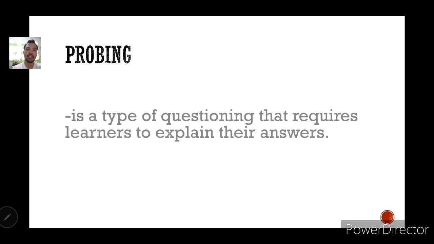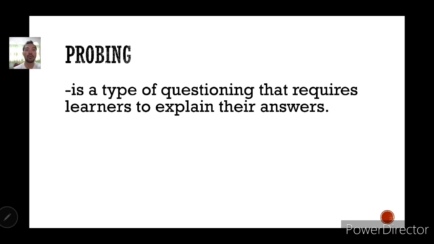Probing is a type of questioning that requires learners to explain their answer. So basically, you ask the students to elaborate their answers. If, for example, the student gave you a correct answer, then you want the students to explain it more. So we call it probing.